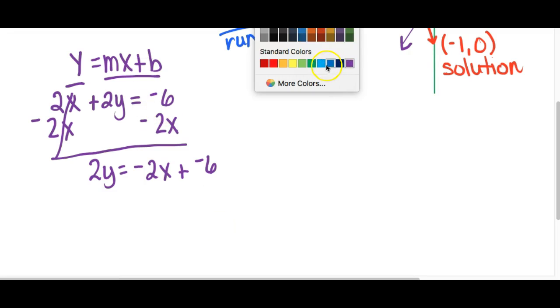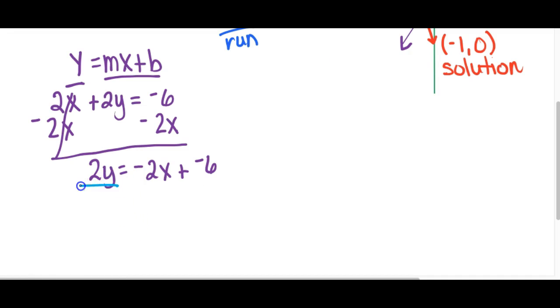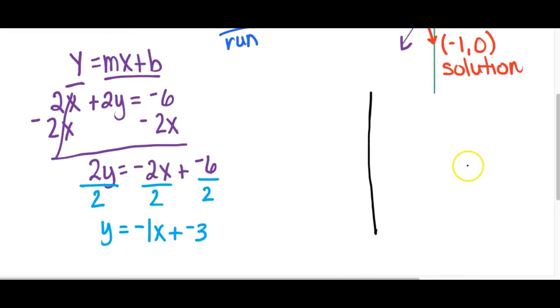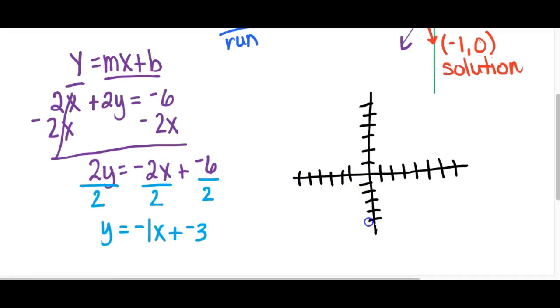And then how do I get y by itself? I have to divide by 2. But this means I have to divide everything by 2. So then this becomes y equals -1x plus -3. So going back to the idea of graphing this, and just for time, I'm not going to use my little magic line drawer thing. I apologize about my cat in the background.